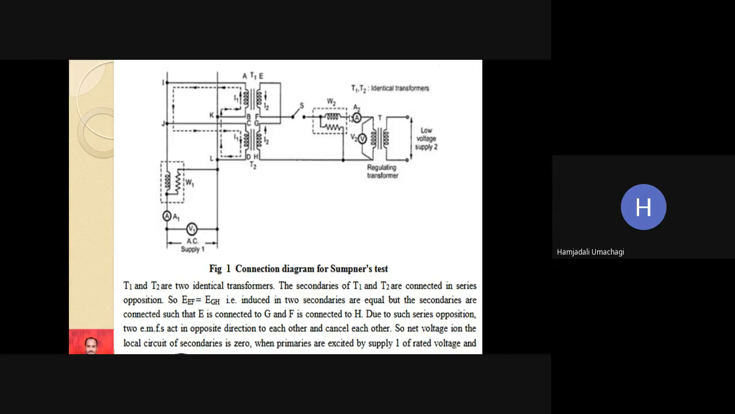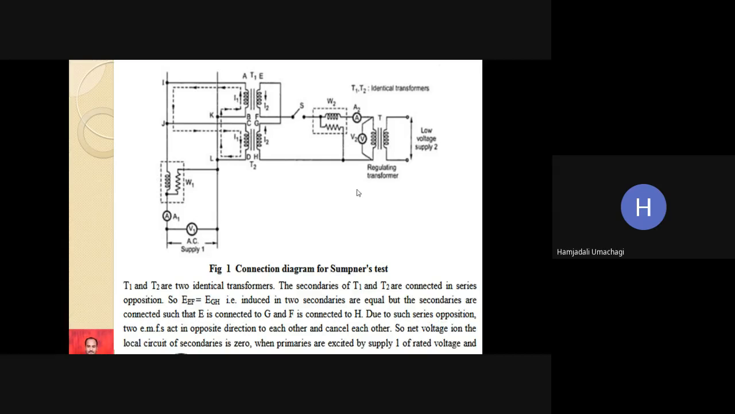Similarly, on the secondary side, this will be our short circuit test condition, and the meters here will give us the information. W2 will give us short circuit power, that is WSC, which is copper loss. A2 will read short circuit current ISC, and V2 will read VSC, the short circuit voltage. So in one single setup, we can conduct both the open circuit test and the short circuit test simultaneously, which is not possible in the normal OC and SC tests.